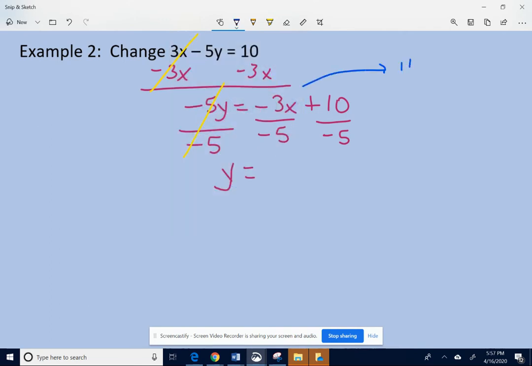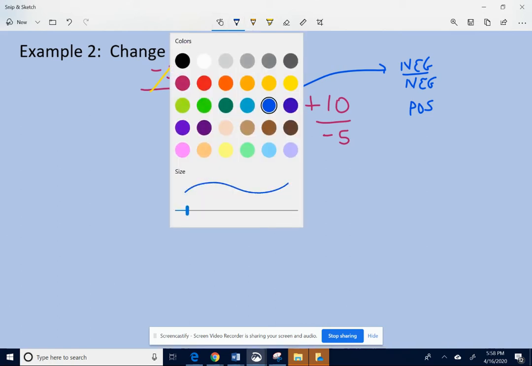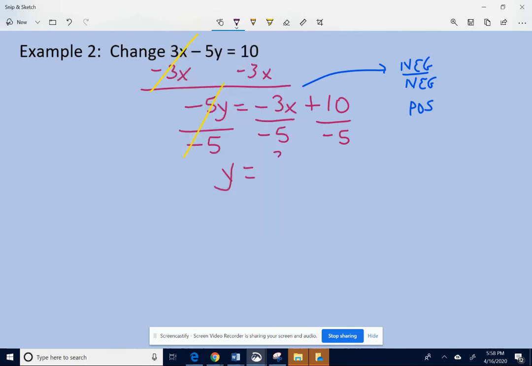You have a negative divided by a negative. Just a reminder, a negative divided by a negative is a positive. So this is going to end up being a positive, but we do need to make sure that it's reduced. So it's going to be a positive 3/5 x. Do make sure that is reduced, and 3/5 is reduced. So the middle becomes 3/5 x.